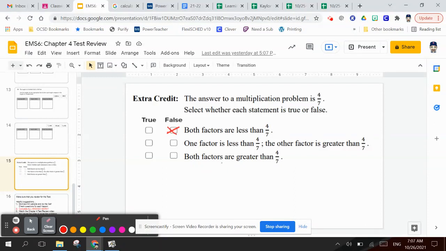If both of my factors are greater than 4/7, so if I take 1 times 1, that equals 1. That's not going to give me 4/7. So that one has to be false. What has to happen is that one factor has to be less than 4/7 and one has to be greater. Because when you multiply by a fraction, your number gets smaller. So one has to be greater, one has to be less.